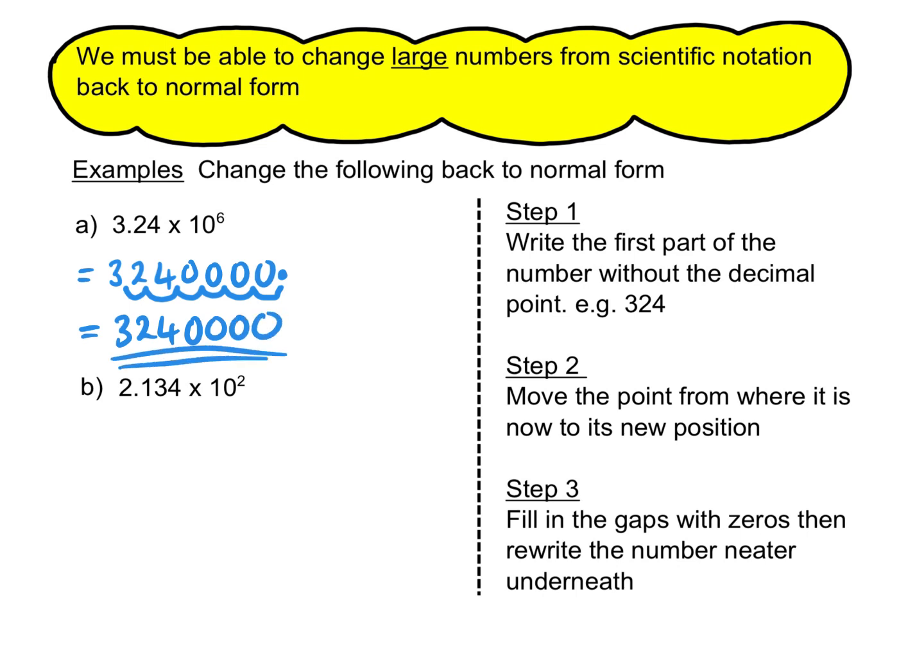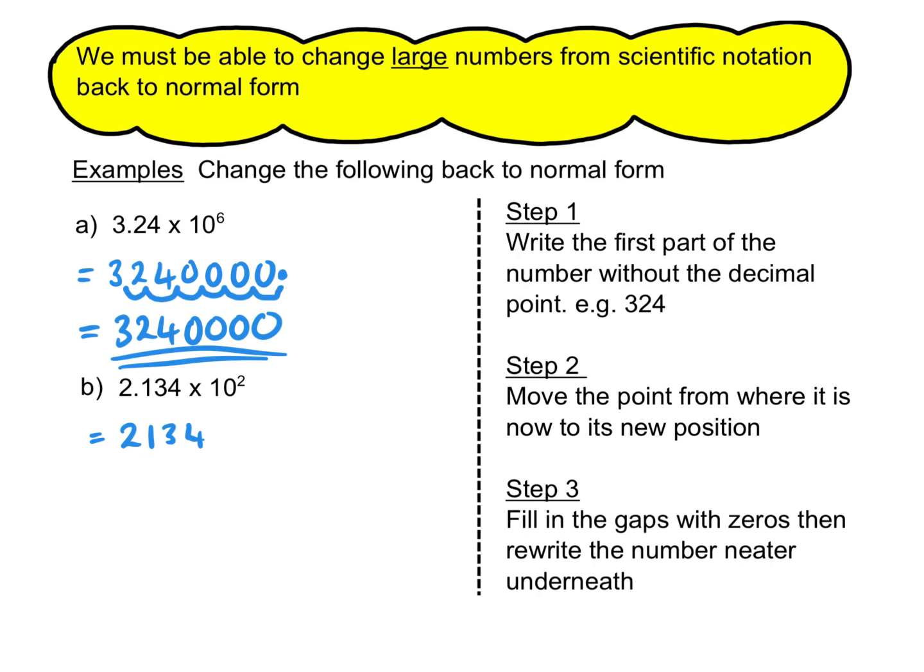We'll try those steps again. So step 1, write the first part of the number without the decimal point. So this here, this 2.134, I'm simply going to write it out as 2134, and we are looking to multiply by 10 2 times. So we're going to move the decimal point twice basically.